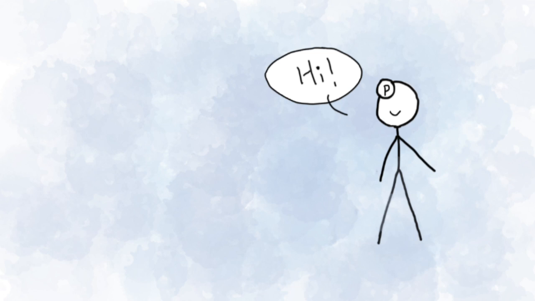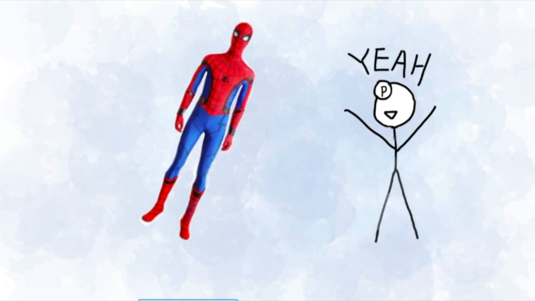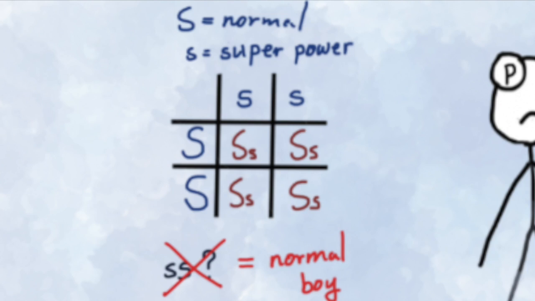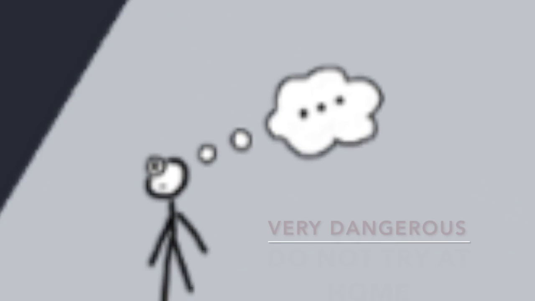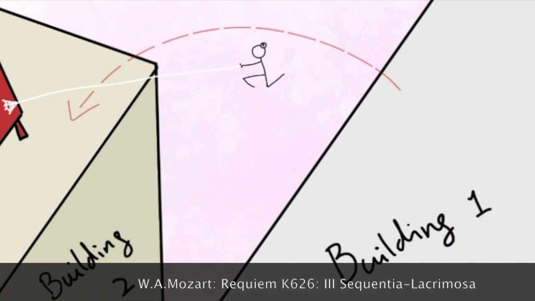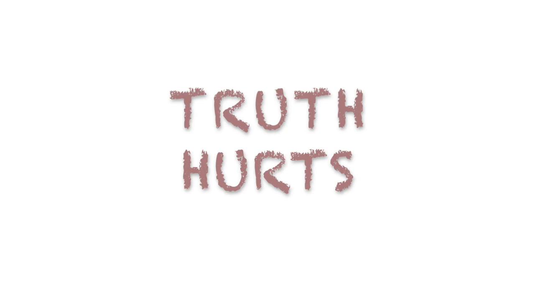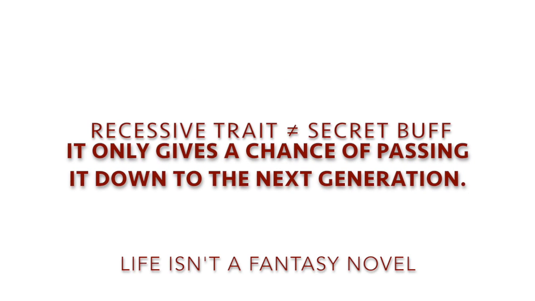Why is that? Meet P, the kid of Spider-Man. But his dad's superpower is a recessive trait, so unfortunately, he's just a common boy. One day he decided to try to jump off the roof since he thought he carries this gene, so he did, and he didn't make it. It does sound brutal, but that's how nature works.